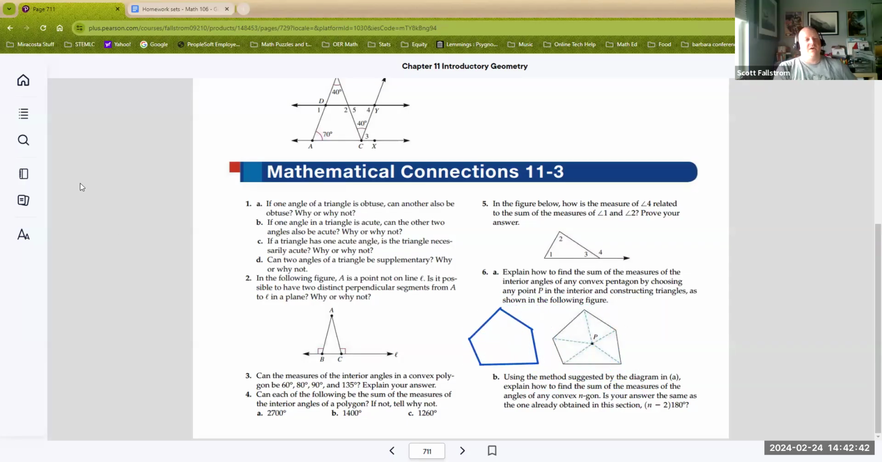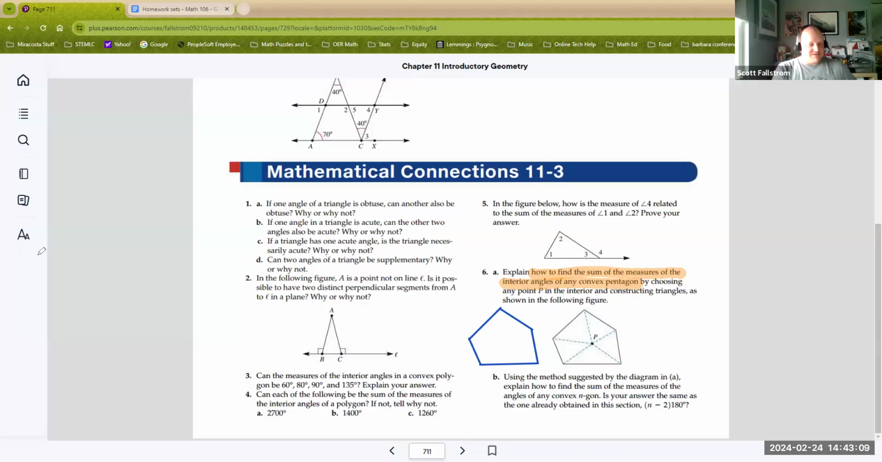Okay. What are you trying to find in this problem? It says you're trying to find the sum. This is where you want to do the reading and the highlighting. If you have a highlighter, bring it. If you don't have a highlighter, get a highlighter so that you can bring it. What are we trying to do? How to find the sum of the measures of the interior angles of any convex pentagon. That is what you're trying to do. You're trying to tell a student how to do that.